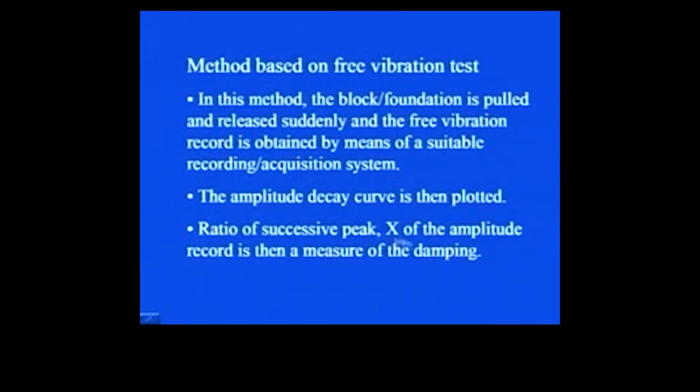Then the ratio of successive peaks, that is x, of the amplitude record is a measure of damping. So you will get successive peaks and downs also for that. So the ratio of successive peaks of the amplitude gives you the measure of damping. How it is, let us try to see with the help of this particular figure.